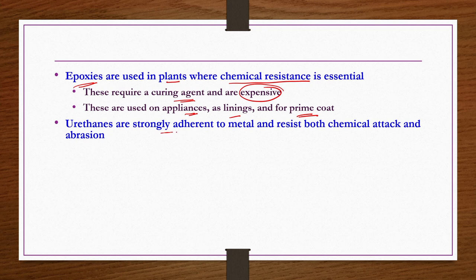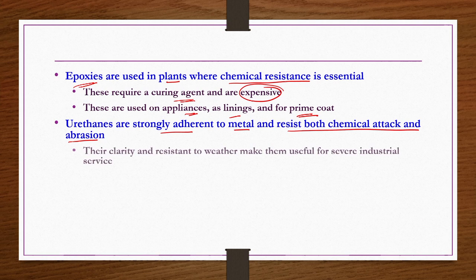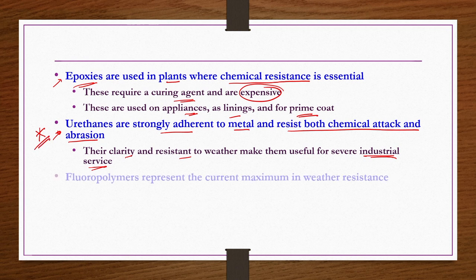Whereas the urethanes are strongly adherent to metal and resist both chemical attack and abrasion as well. Their clarity and resistance to weather make them useful for severe industrial services. So for industrial services, rather than going for epoxies, if you can go for urethanes, the option would be better, because they resist weather, chemical attack, and abrasion better. Also, you don't need any kind of expensive curing agent, so that way also urethanes are better.